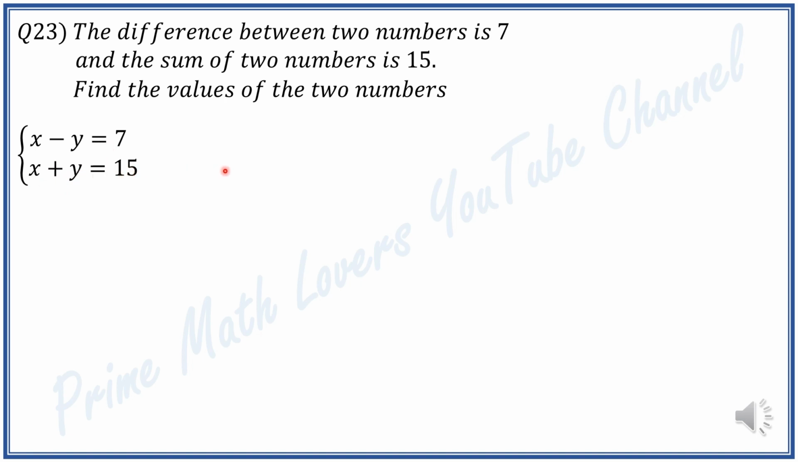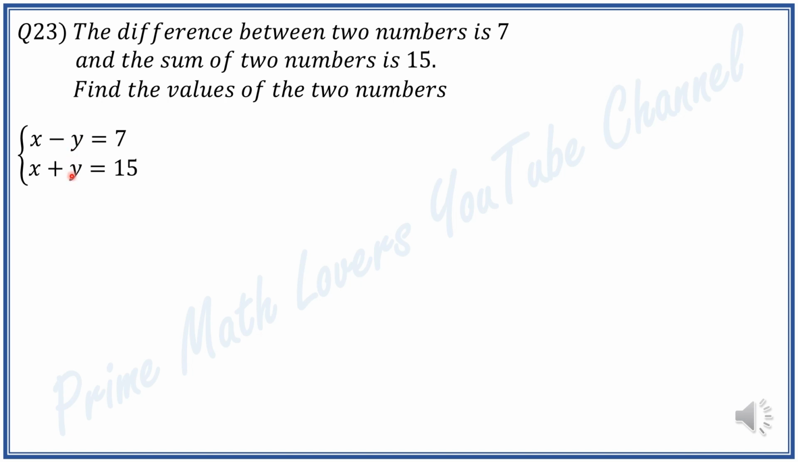This is in the form of a system of two equations. For solving this type of simultaneous equations, we can use the elimination method. In the elimination method, our aim is to eliminate one of the variables from the system of equations. Let's choose to eliminate y. In the first equation, the coefficient of y is negative 1, and in the second equation, it is positive 1.